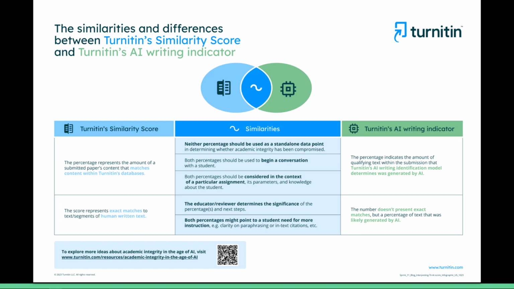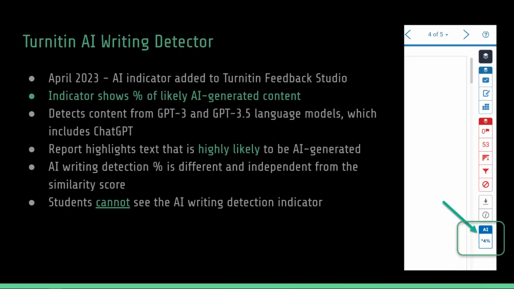Turnitin's AI writing indicator shows the percentage of qualifying text within the submission that is identified as likely to be AI generated. The AI writing indicator's percentage does not represent an exact match of any content. It represents a percentage of the qualifying text that is likely generated by AI. You will see the AI indicator in the toolbar when viewing similarity reports. In this example, the AI writing indicator shows that 4% of the qualifying text is likely AI generated.